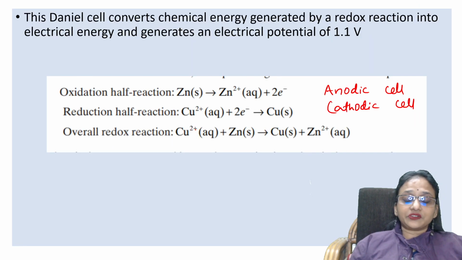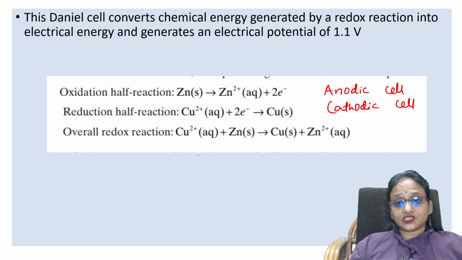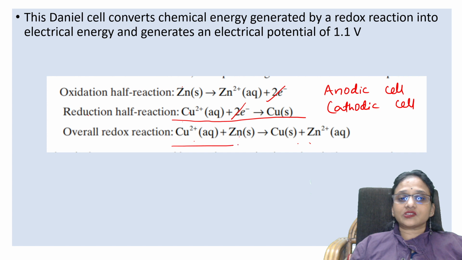So the same thing I have written. This is the anodic half cell reaction and the cathodic half cell reaction. So the electrons get cancelled. I am writing the overall redox reaction: zinc solid, copper in aqueous, because ions you get in aqueous, then comes copper solid and zinc plus 2. That's all. This is the overall galvanic cell reaction.